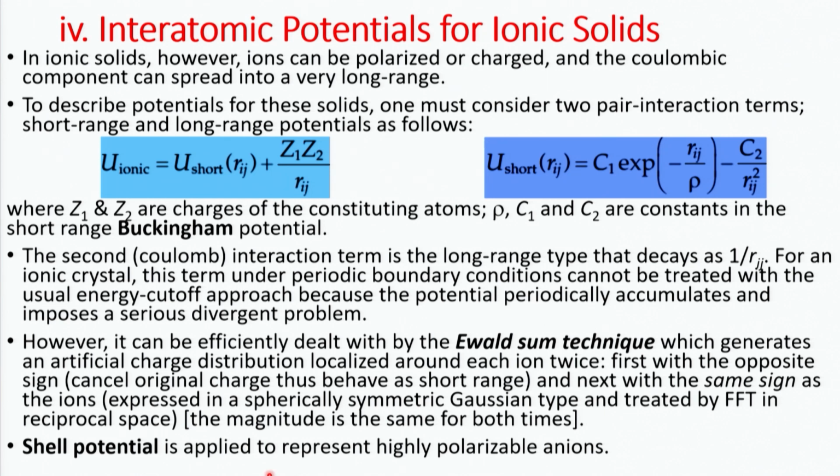reciprocal space. Now in some cases in ionic solids, mostly the anions can deform under the influence of the other atoms. So you need to have the avenue to change its ionic charge under different conditions. So in that case we use the shell potential to represent these highly polarizable anions.